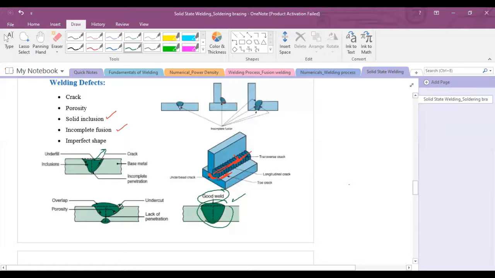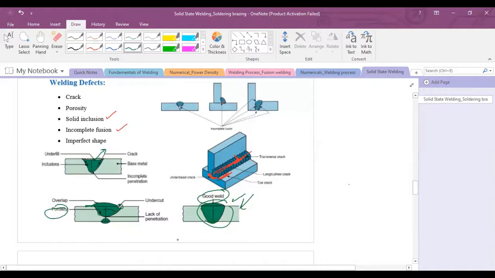Overfilled means the molten material and the filler material are over the surface of the base material. You can see these small pockets, that is porosity, as you can see in the weld bead. This is the imperfect shape, or the bad weld profile. The good weld profile should look like this: properly filled. There is no porosity, no underfill, no undercut.